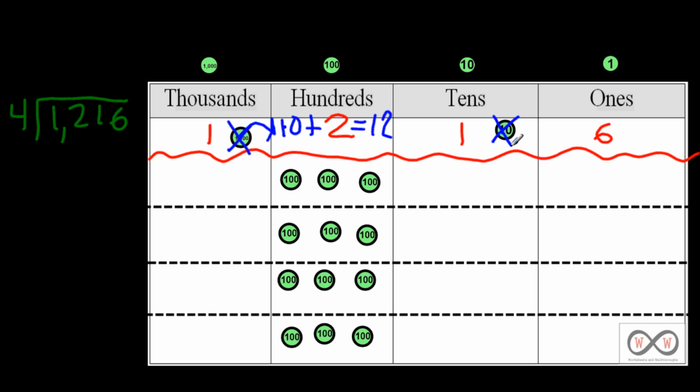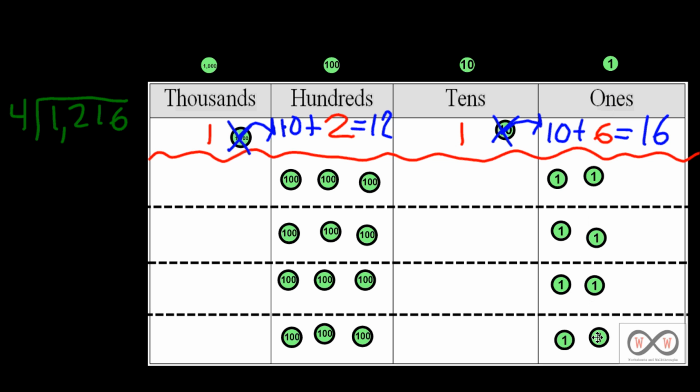We'll break that 10 up. 110 equals 10 ones, you're probably thinking. Good for you. So 10 plus 6 equals 16. We have 16 ones. And now we'll go ahead and break those up or divide them into 4 equal groups. We have 1, 2, 3, 4, 5, 6, 7, 8, 9, 10, 11, 12, 13, 14, 15, 16.